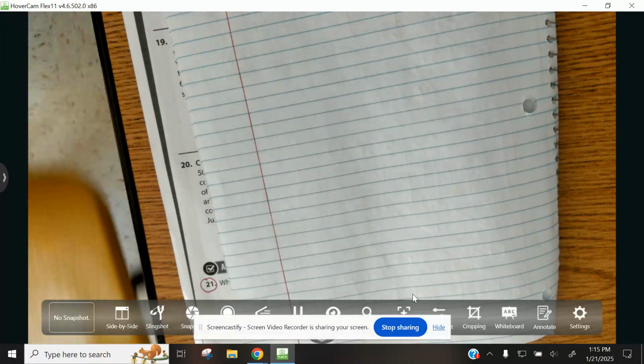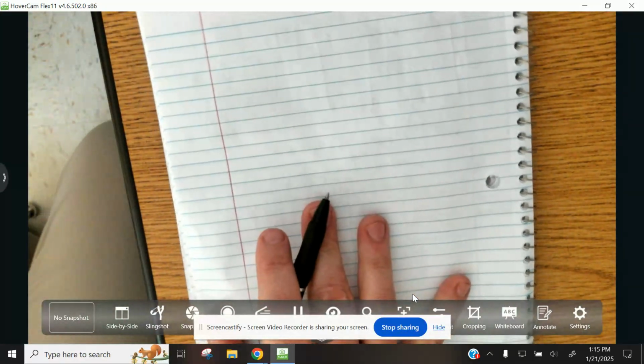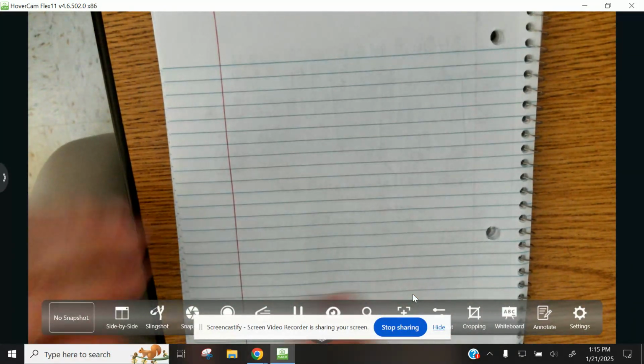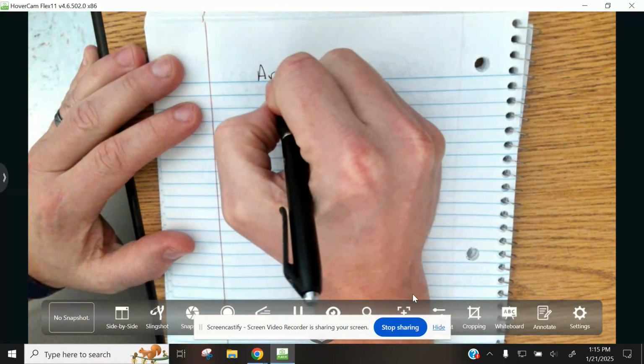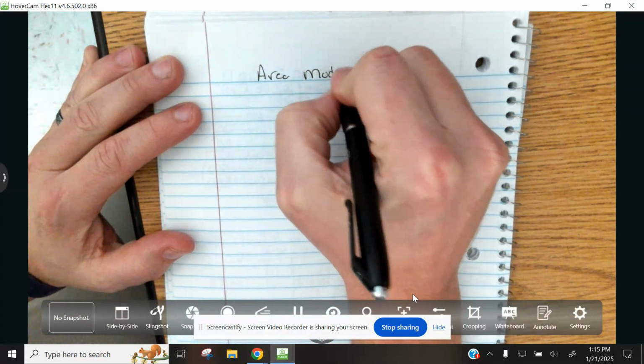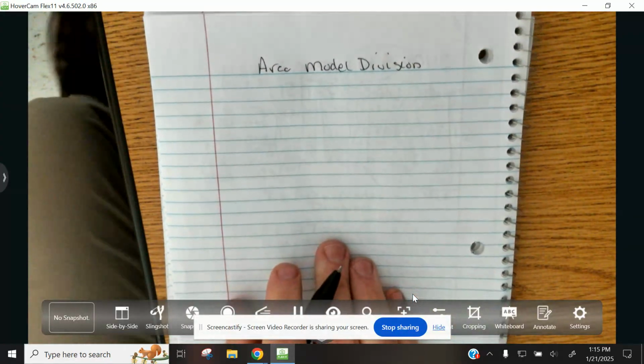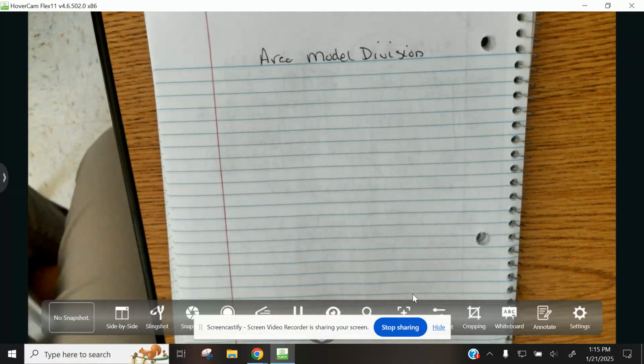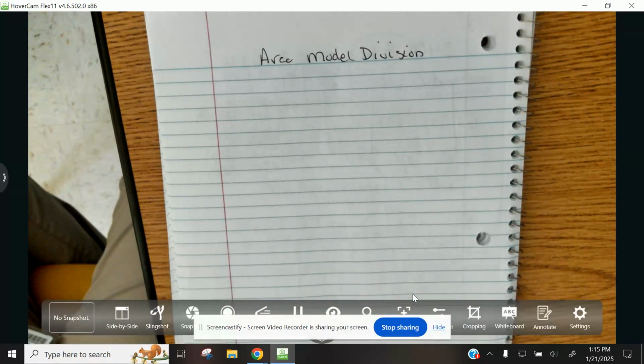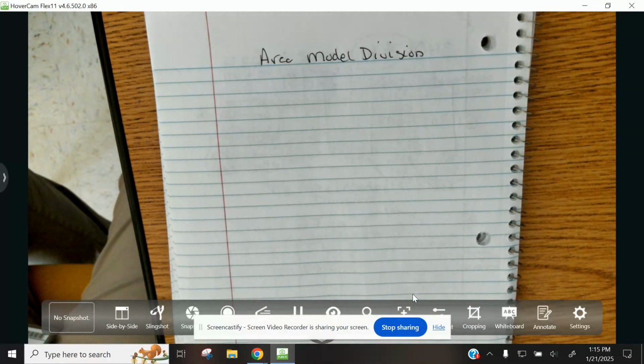If you don't have your notebook, which I expect most of you not to, if you are one of my kiddos out sick, that's okay. Just get a sheet of paper and then you can staple it in your notebook later. We're going to title this Area Model Division. Again, the concepts are going to stay the same. It's just where the numbers go that is a little different, and it's going to be using the concepts of area. So if you understand that length and width multiplied together give you the area of a rectangle, this will help you.